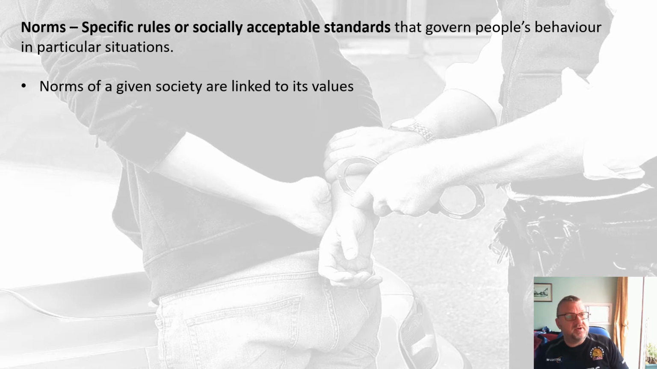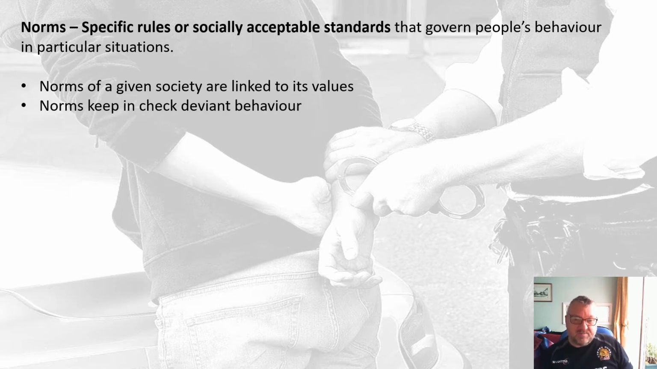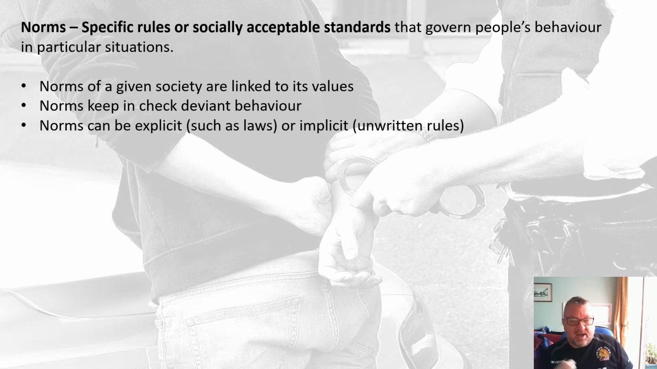That's a norm. So norms, by their very nature, in a society are going to be linked to the values of that society, and they are going to keep in check deviant behaviour. Now, I haven't defined deviant behaviour yet, but just remember that when we come through to the definition. And norms can be explicit, such as laws, so laws set down how we must behave, or implicit, such as unwritten rules, such as giving up your seat on a bus, or saying thank you, or putting your knife and fork together on a plate to indicate that you've finished a meal.